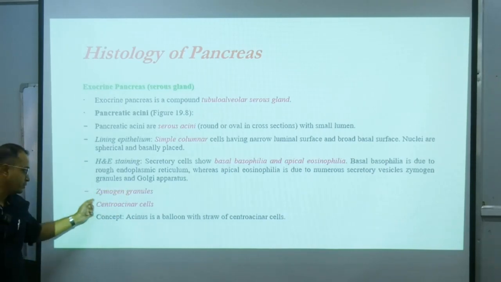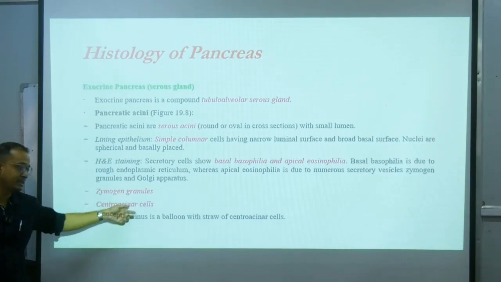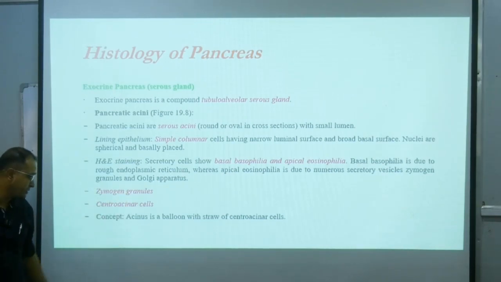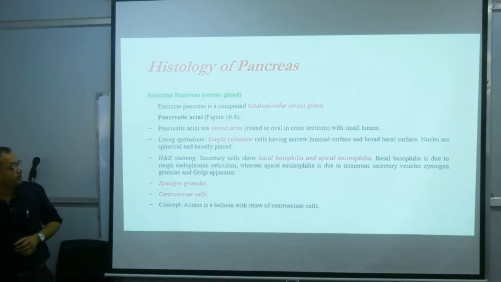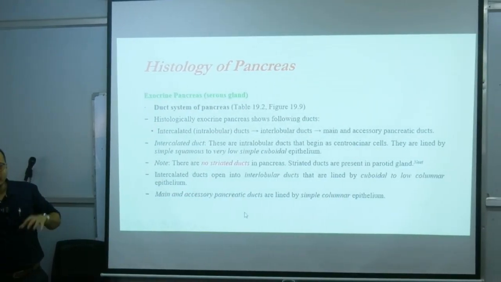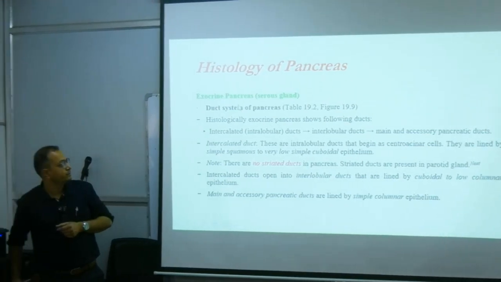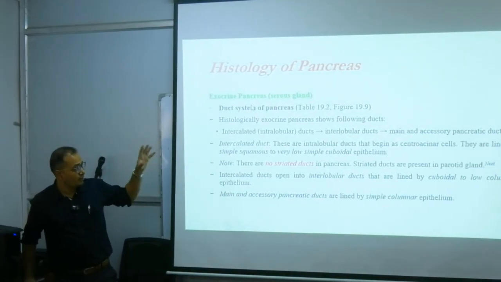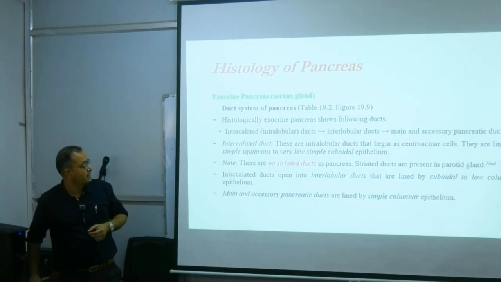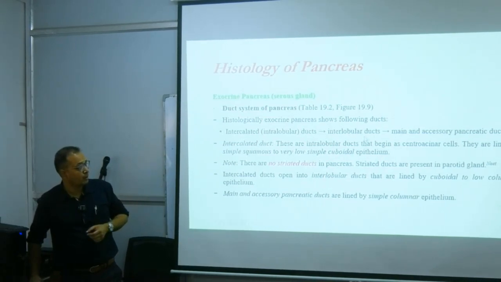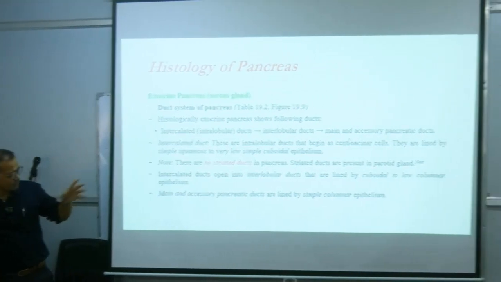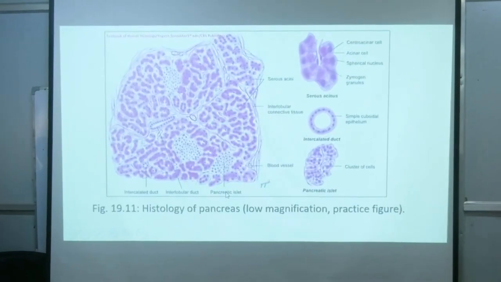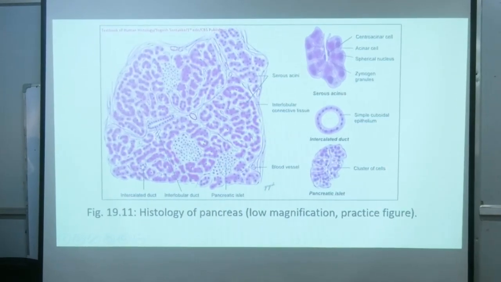We have these granules, which we call zymogen granules, in the centroacinar cells, which is there for a contractile reason, and this entire thing is responsible as the functional unit. Once this is secreted out, it drains into the duct system. Out of this duct system, they are present as the intercalated ducts, interlobular ducts, and the main or accessory duct. This is how these things are going. So this is the entire duct system of the pancreas.